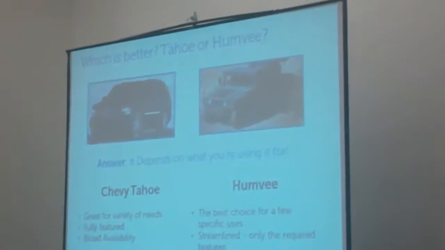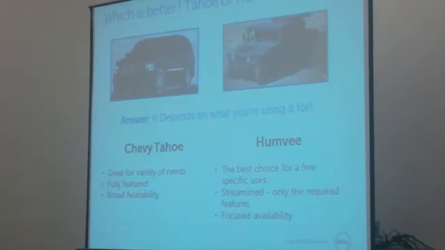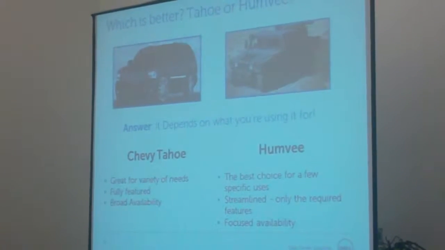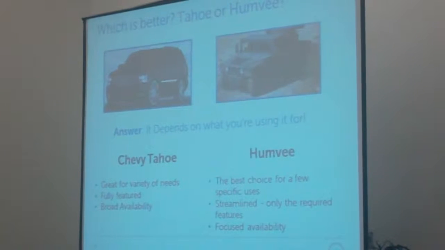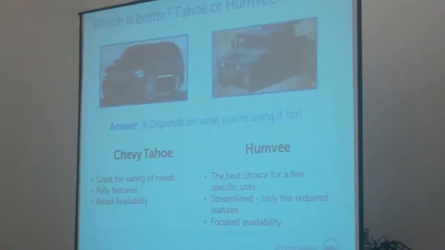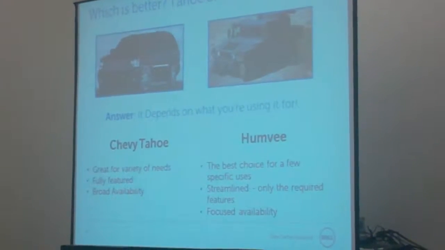So, now let's talk about complex versus simple. We'll start off with a real-world example, right? We've got our Chevy Tahoe on the left-hand side. You'll notice I chose a pretty pimpin' Chevy Tahoe. I'm not sure where that picture came from. Versus a Humvee. And the question is, gee, what's the best solution for what you're trying to do? And the answer is, it depends what you're trying to do.